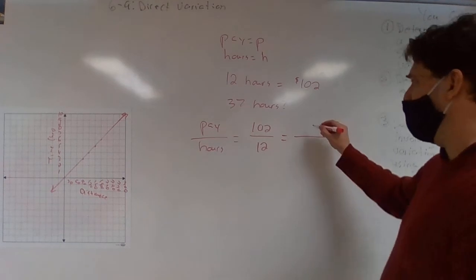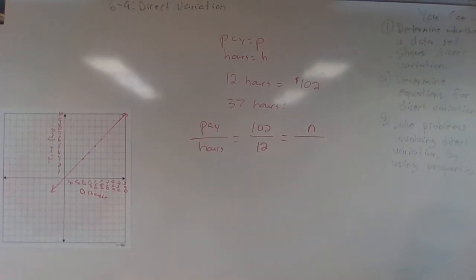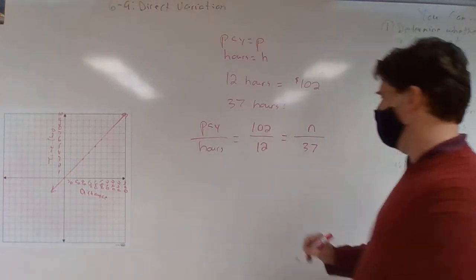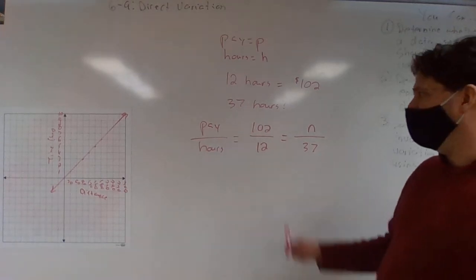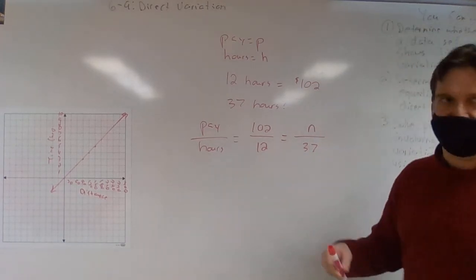I don't know pay, so I can call that N or just pick a variable. Doesn't matter what I want to use. But I do know it's in 37 hours, right? You agree with all that? So I'll make 102 bucks in 12 hours. So how much will I make in 37 hours?